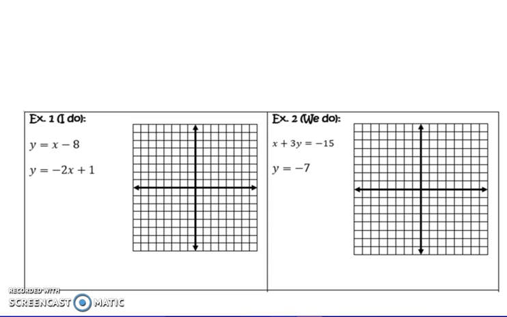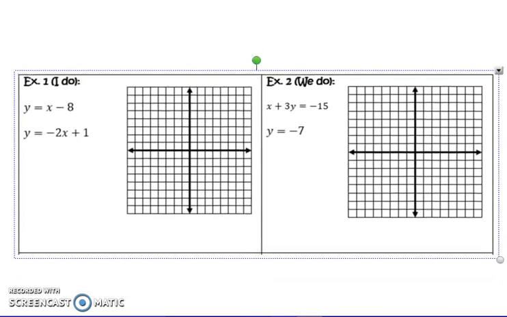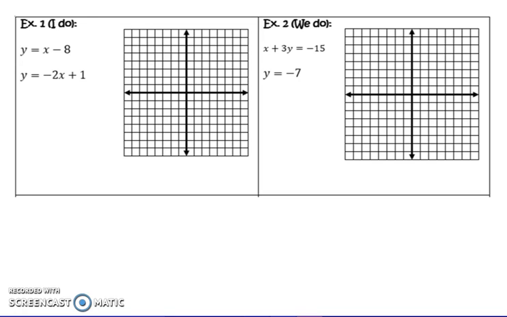Now, when we talk about graphing, we want to make sure we're in slope-intercept form. If we look at example 1, our first two equations are both in slope-intercept form already. And just as a reminder, in case you forgot, slope-intercept form is y equals mx plus b. So I'm going to graph the first line, y equals x minus 8. I'm going to start at my y-intercept of negative 8, and I'm going to put my dot.